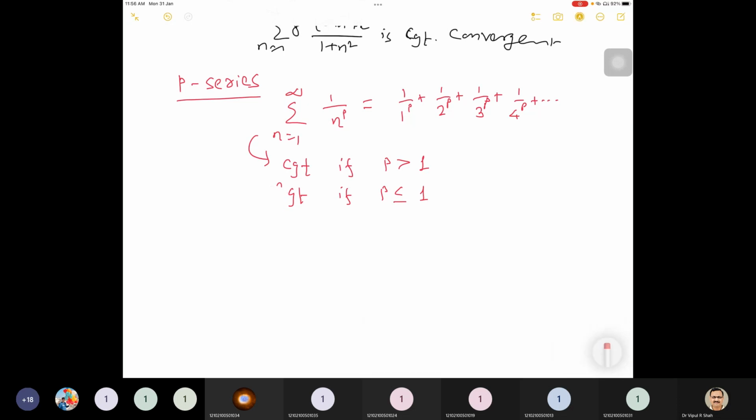Because of lack of time, I'm not going to prove this, but if you want to prove it, it's easy to prove by using the integral test. But right now we are not going to prove it. We just need to remember this result.